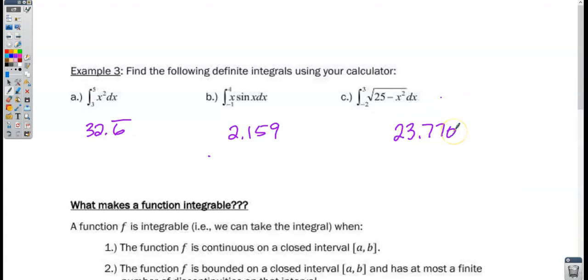Hopefully your values matched. As long as you can type this stuff in, the most likely place for them not to match would have been in part B, if maybe you had your calculator in degree mode instead of radian mode. Alright.